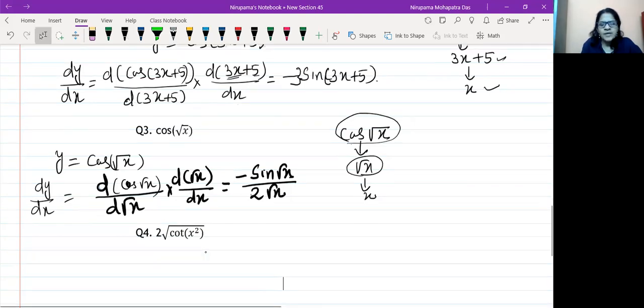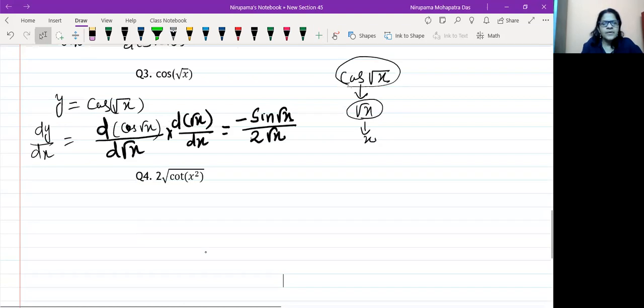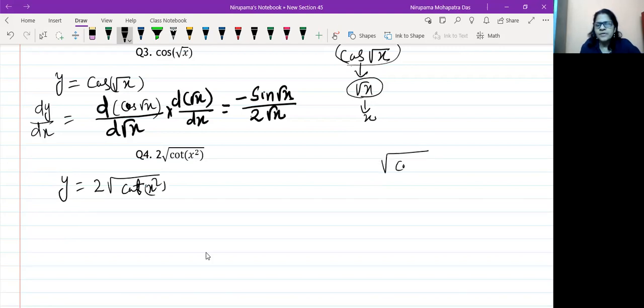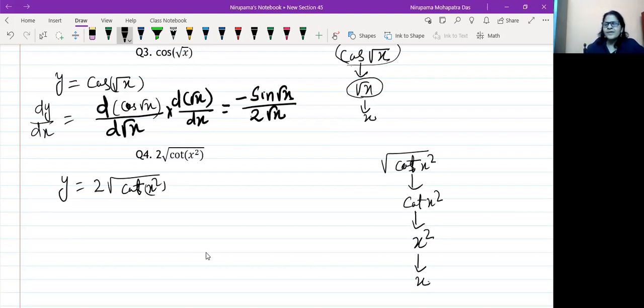Okay, so now, next question is y equal to twice of under root cot x square. So under root cot x square is a function of what? Cot x square. Cot x square is a function of x square. X square is a function of x. So these are the steps we really need to follow.